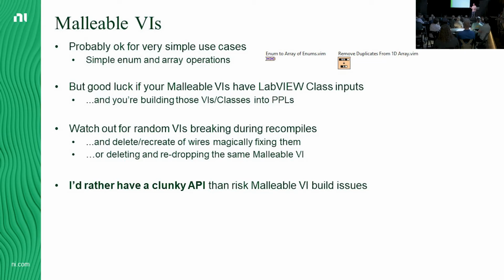Malleable VIs that are real simple, like operating on enums or operating generically on arrays, those are probably fine. But once y'all start writing malleable VIs and classes get involved, like a malleable VI with class inputs, good luck. If you start building those classes into PPLs, see you later. You're going to have tons of problems. So I suggest avoiding malleable VIs. Hey, maybe some people in this room have done the things I just described and never run into a problem in their lives. You are living on borrowed time.